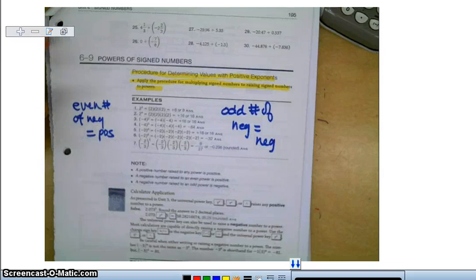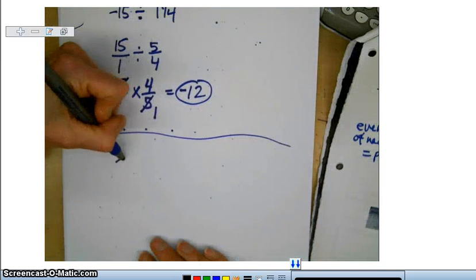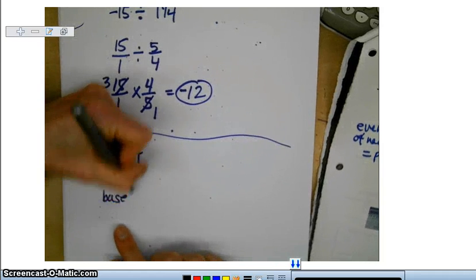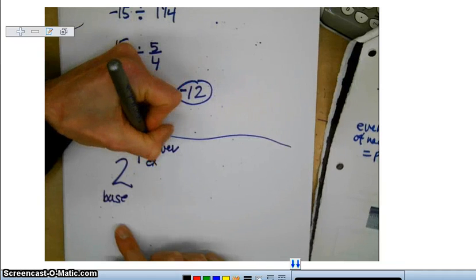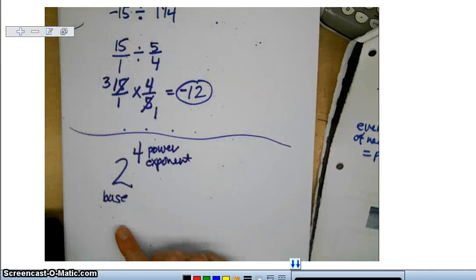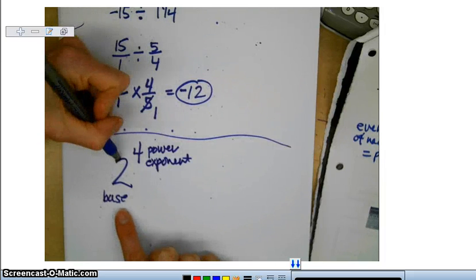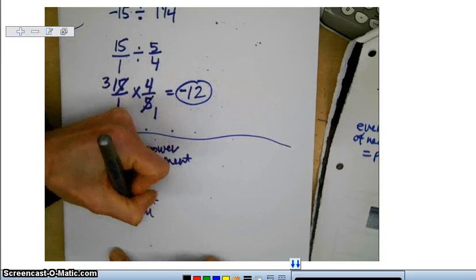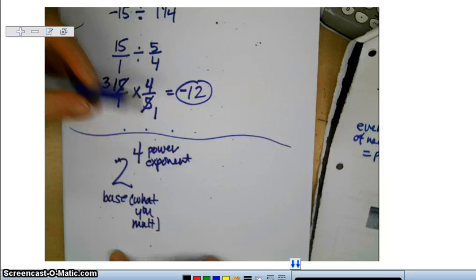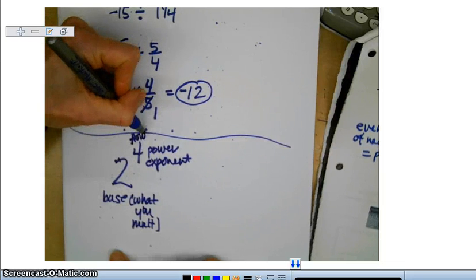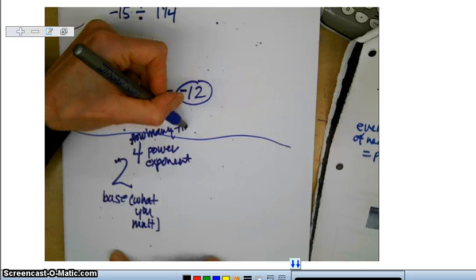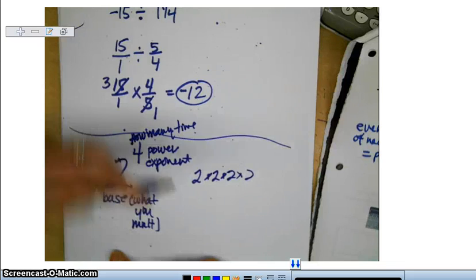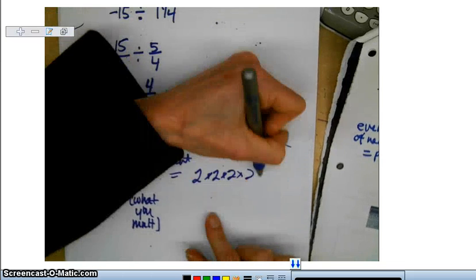So a power, basically, if I have 2 to the 4th, just in general, this is called the base, and this is called the power or the exponent. So you always take the base. The base is the number you multiply, and then this is how many times. So you're taking 2 and writing it 4 times, and you're multiplying them all together. So this is the same as 2 times 2 times 2 times 2, which is 16.